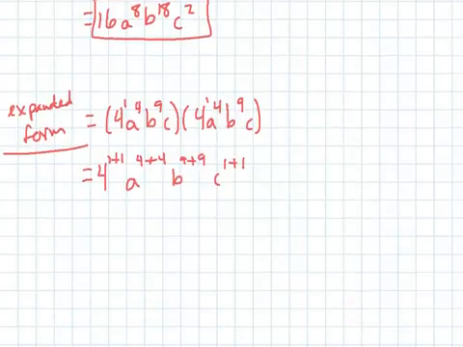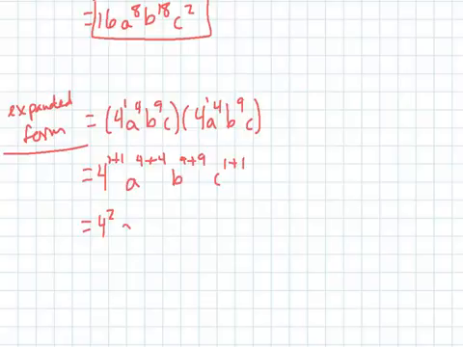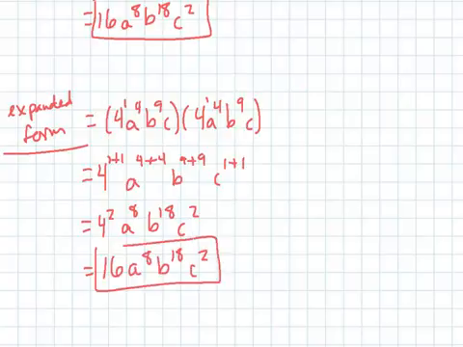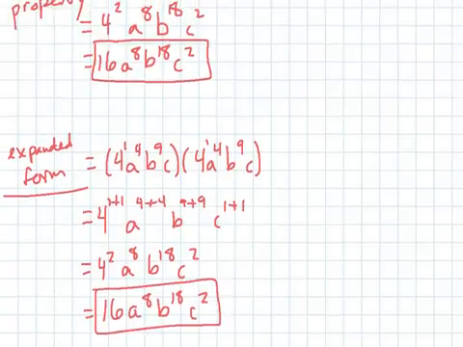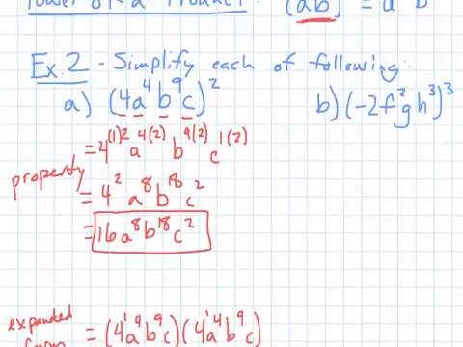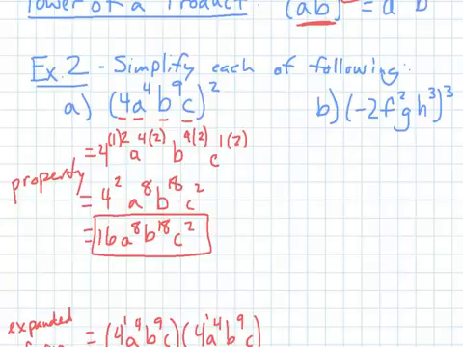So if I simplify that, then I get 4 squared, a to the 8th, b to the 18th, c squared, and like I said, I know what 4 squared is, so I change that to 16. And that would be the expanded. Notice the same for property and expanded. Now on to letter B.